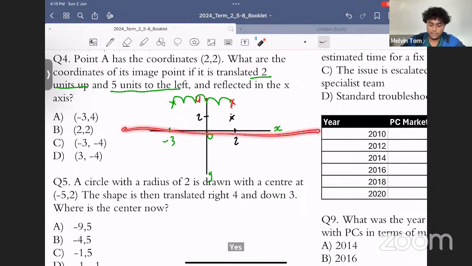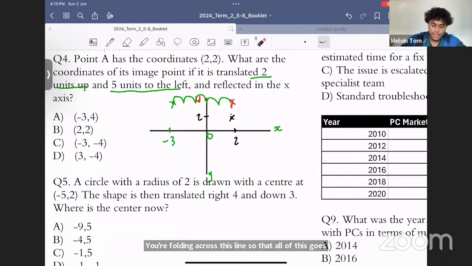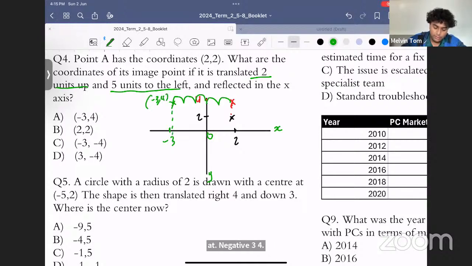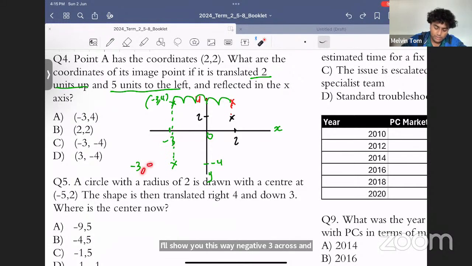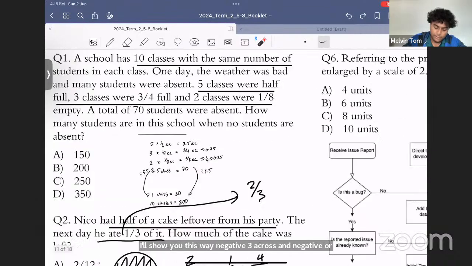you're folding across this line so that all of this goes to this side. So if the point is here at the top, it will go all the way down to here. Right now, it's at -3, 4. So it will go all the way down the same distance. And now it will be a -4. So the new coordinates are -3 across and -4 down. So the coordinates are -3, -4. Do you guys understand?